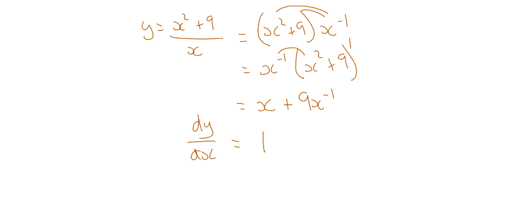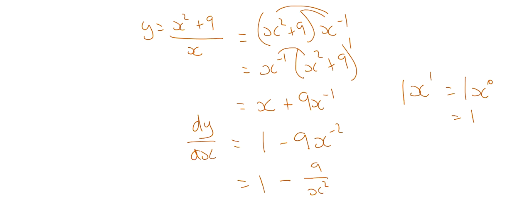Just a reminder that what we're really doing is this is a 1. So 1 times 1 is 1, and then this is x to the power of 0, which is just 1. So this turns into 1. Then this becomes -9 because the power of -1 multiplies that, which becomes -2. So now I've got 1 minus 9 over x squared.